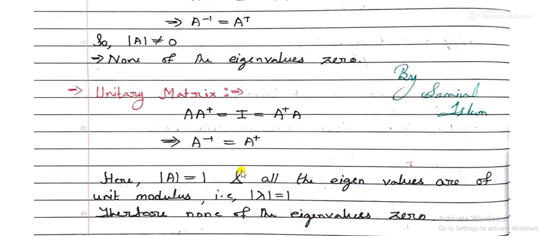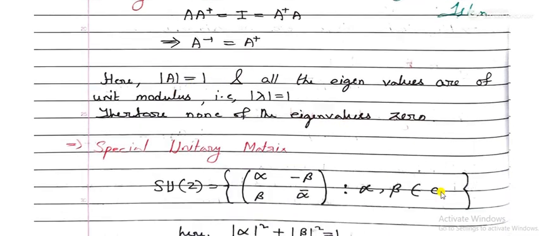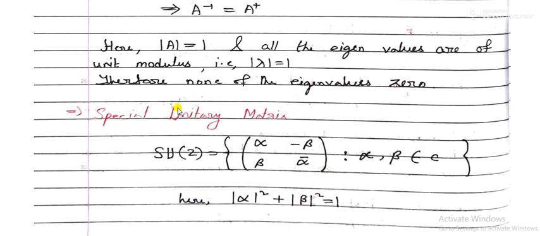Now for a unitary matrix, A dagger A equals I, this is the basic definition, and also A A dagger equals I. So A inverse equals A dagger, and here the modulus of the determinant of A equals 1. All eigenvalues are of unit modulus, that is, the modulus of lambda equals 1, and therefore none of the eigenvalues are 0, because the determinant of A has modulus 1.